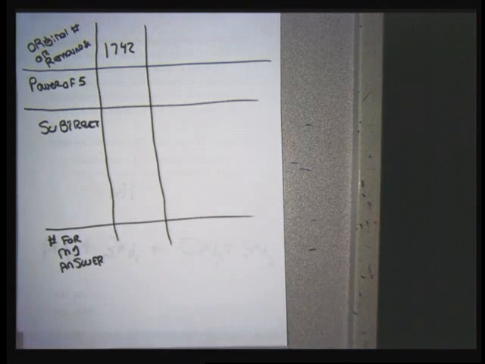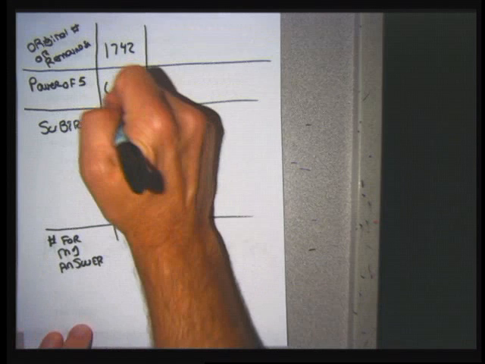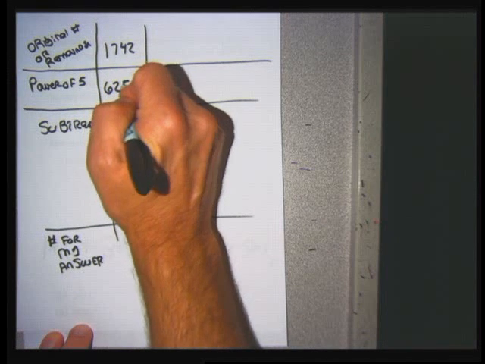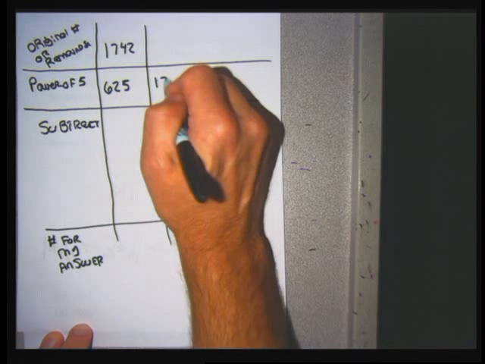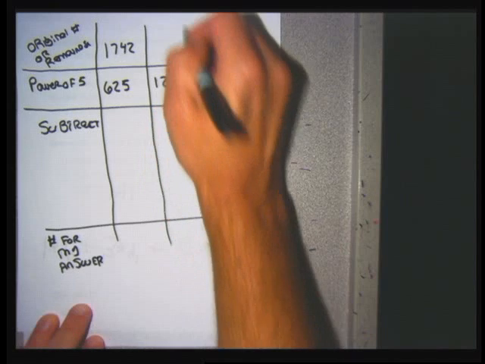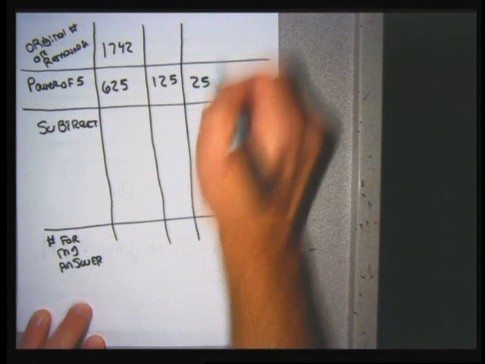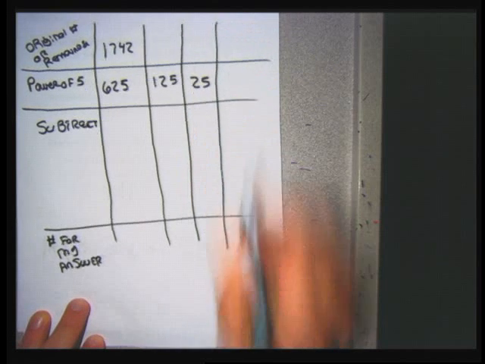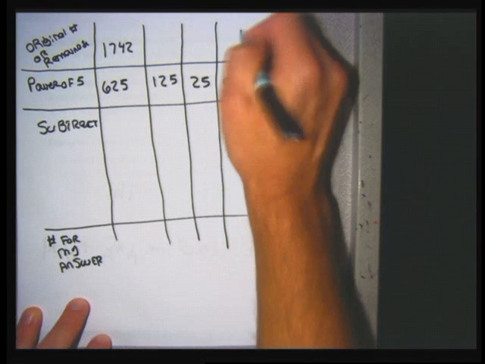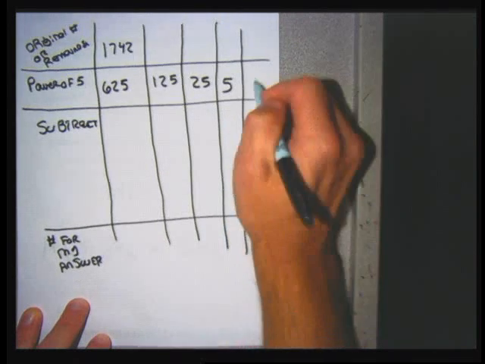So for my powers of 5, I'm going to have a 625, a 125, a 25, a 5, and a 1.